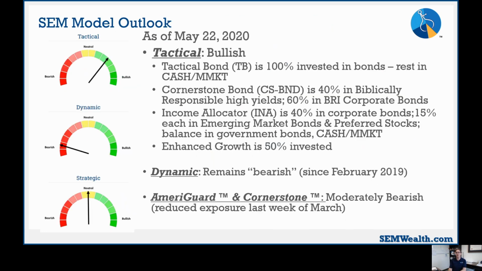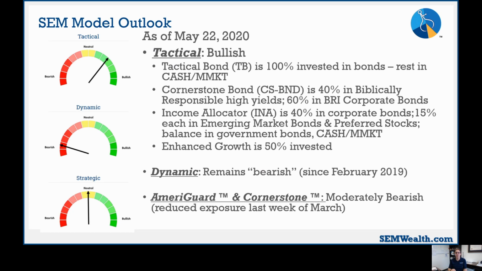Now, let's take a quick look at where we're at as of May 22nd. Our tactical models are actually leaning bullish. You're looking at tactical bond, 100% invested in bonds. Most of those high yield bonds, we've talked about those opportunities. Those opportunities have been squished a little bit because of the Fed. We're going to wait for that default cycle to play out, and then we're going to have huge opportunities coming out of that when the economic reality sets in. But for now, we're very excited about where tactical bond is.